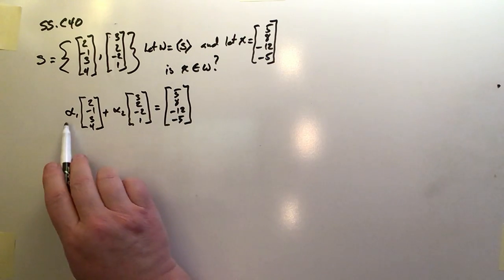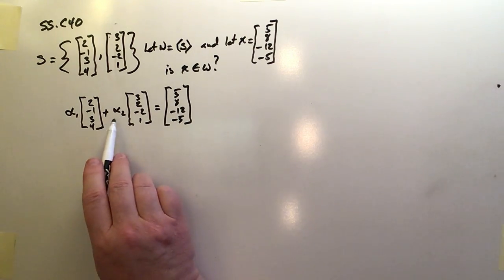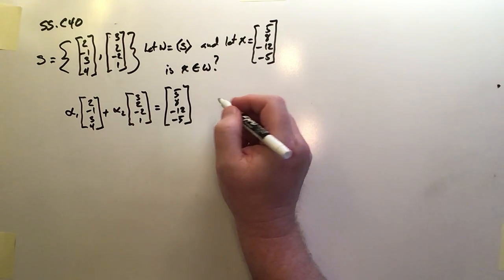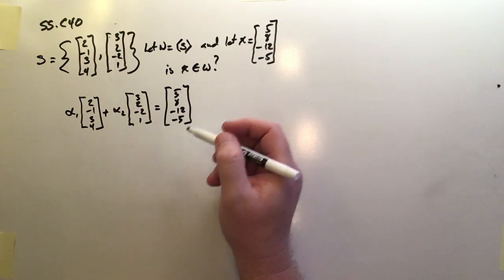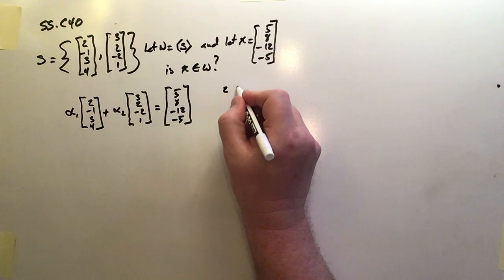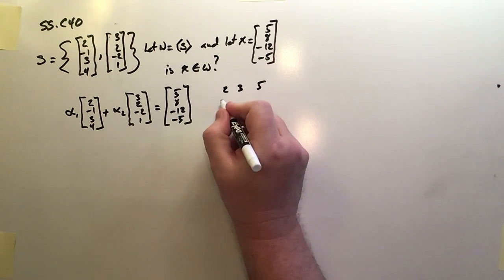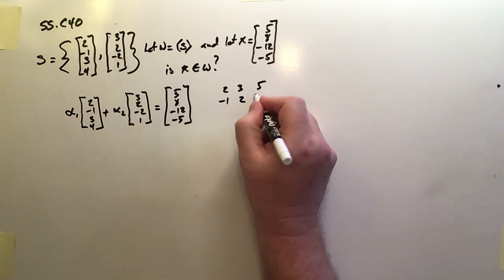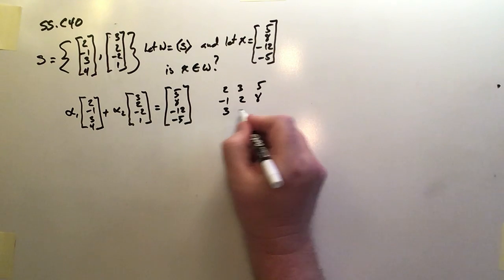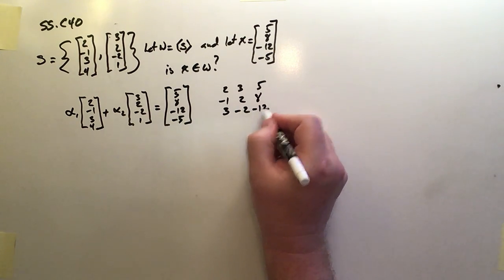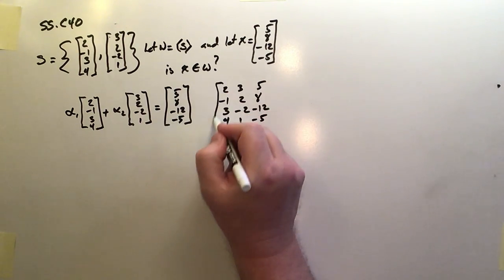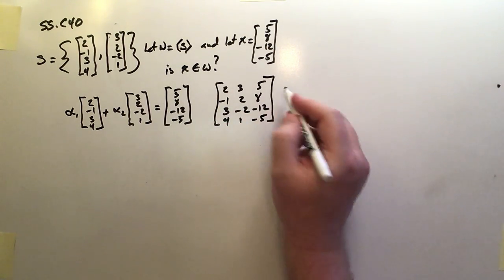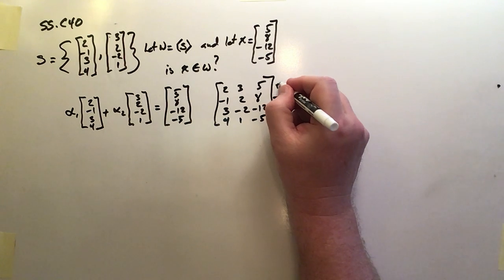Okay, well, what does this mean? Well, this just means we've got a linear system with our variables alpha 1 and alpha 2. So what we need to do from this is build our augmented matrix. And of course, that's going to look like this. It'll be 2, 3, 5, negative 1, 2, 8, 3, negative 2, negative 12, and 4, 1, negative 5. And then we need this in reduced row echelon form.